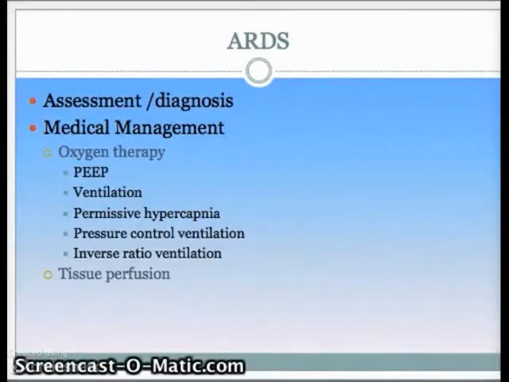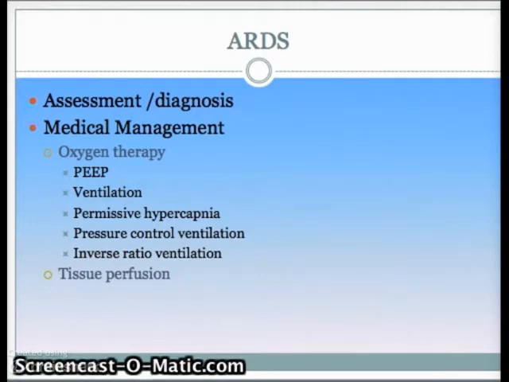So assessment and diagnosis is when we have patients who aren't responding to increased levels of oxygen. We have whiteout in the lungs. We have high pulmonary pressures. We have pulmonary edema without the patient having a history of CHF. It can be something that's easy to miss unless you're looking for it.